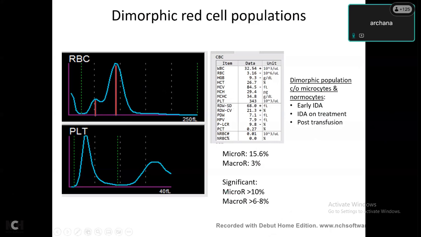There is one more parameter that we quite commonly use in our lab, and that is the percentage of microcytes, called micro R, and the percentage of macrocytes, called macro R. Anything above 10% of micro R would indicate that there is a microcytic population in the sample. And if macro R is above 6 to 8%, that would also indicate that there are macrocytes in the population. Now in this sample, you can see that there were almost 15% microcytes, which indicates definitely microcytosis was there. So it just reaffirms our understanding of this histogram by giving us these numbers.